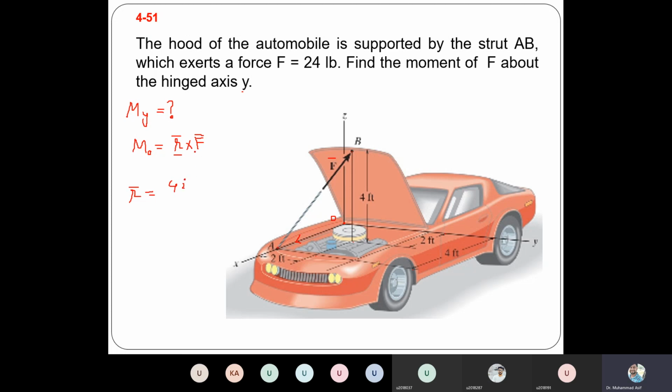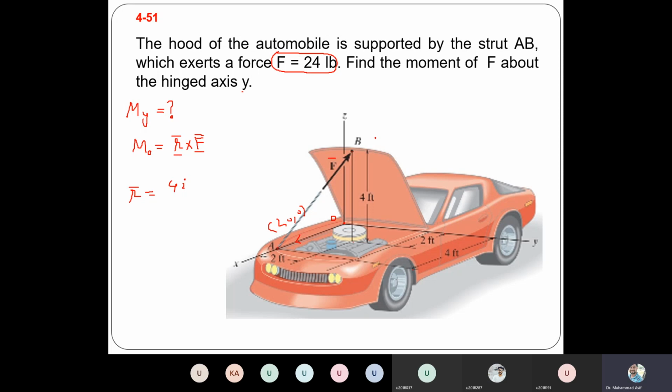And then we need to figure out the force as a vector. To convert this scalar value into a vector, we need a unit vector. That means from A to B we need a unit vector, but we cannot get it directly. We first need the position vector, and then we divide that position vector by its magnitude, and then we can calculate the unit vector. So first of all, we need the coordinates of A, which is 4, 0, 0.